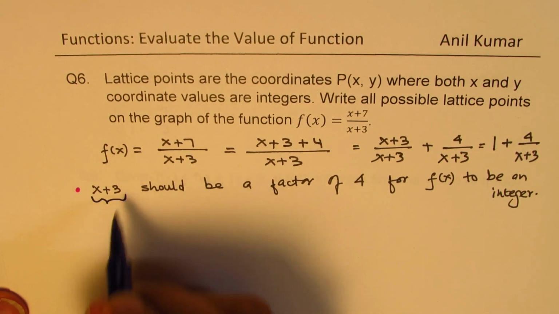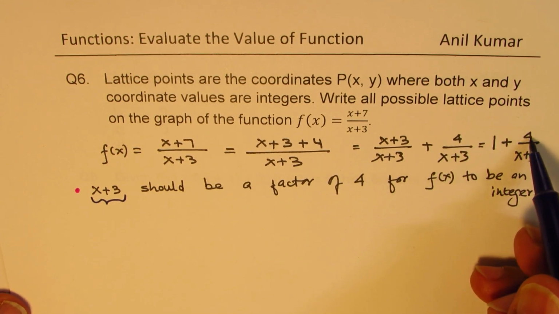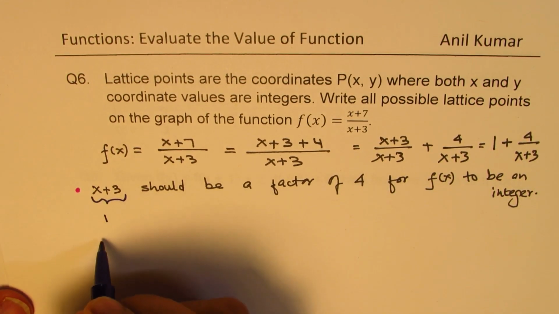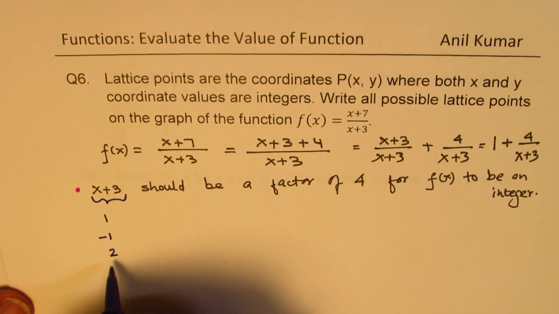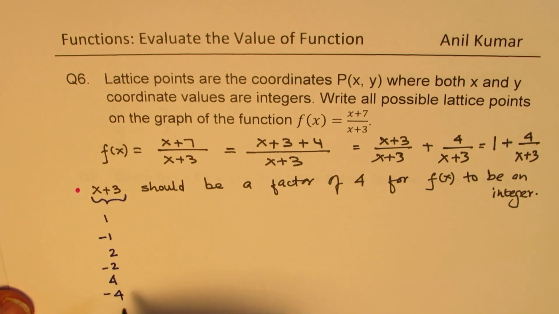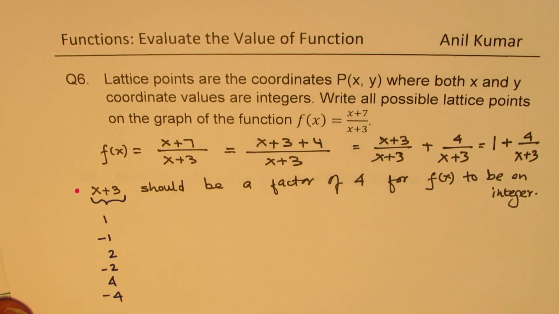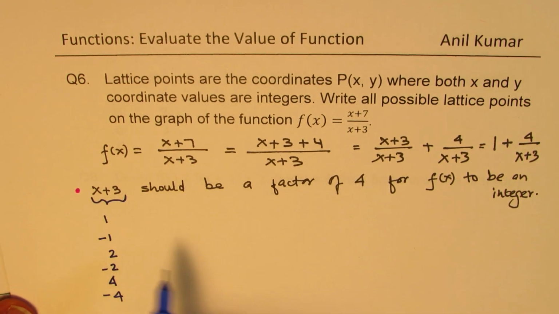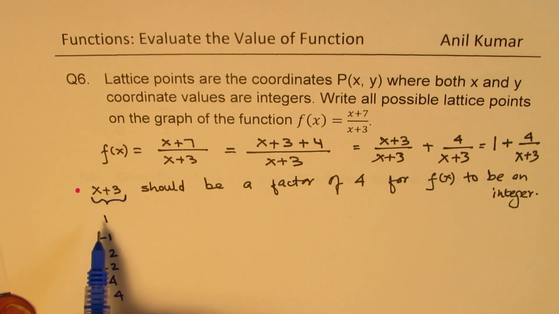So x plus 3 could be what? So we have to see the factors of 4, right? So we could have 1, we could have minus 1, we could have 2, we could have minus 2, we could have 4, or we could have minus 4. So these are 1, 2, 3, 4, 5, 6 values. Do you see that? So for these 6 values, we could have lattice points, which have both coordinates as integers, right? So now, for each, let us calculate f of x, right? So let's imagine that x plus 3 is this, right?